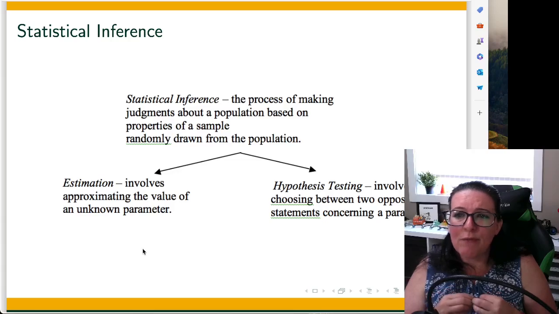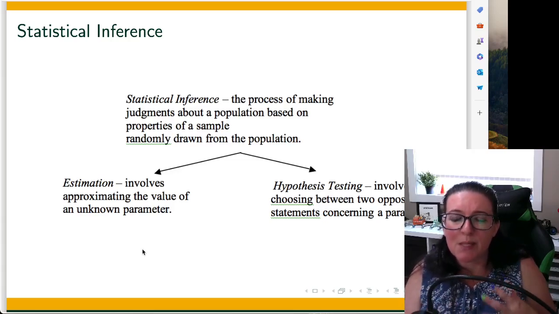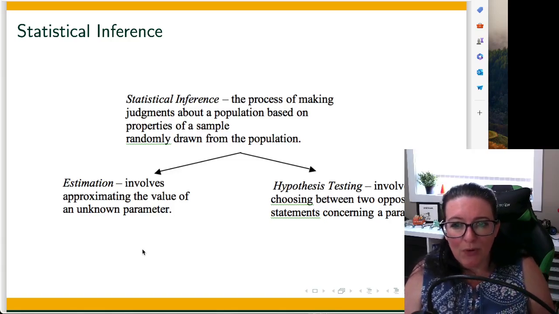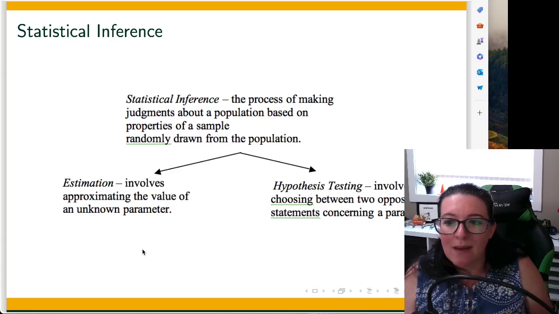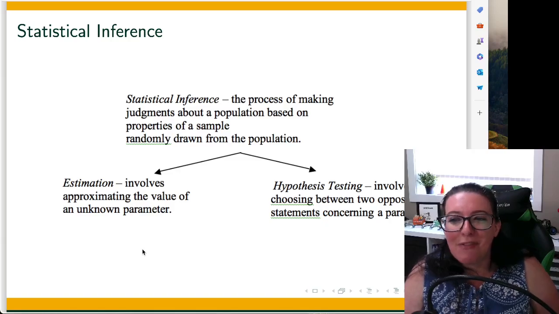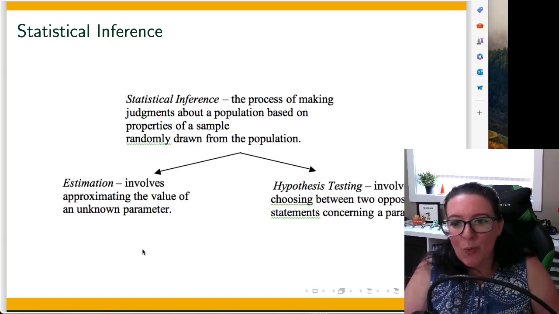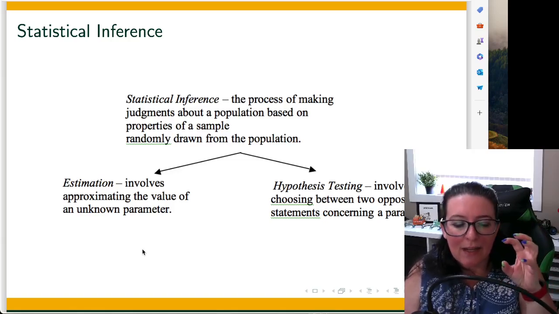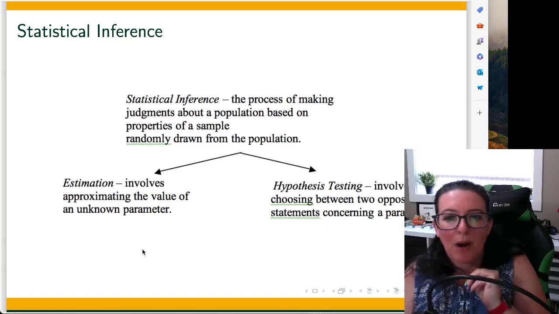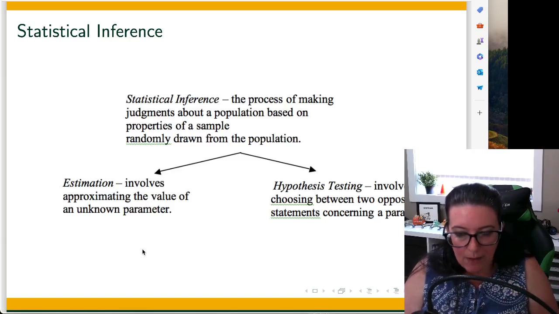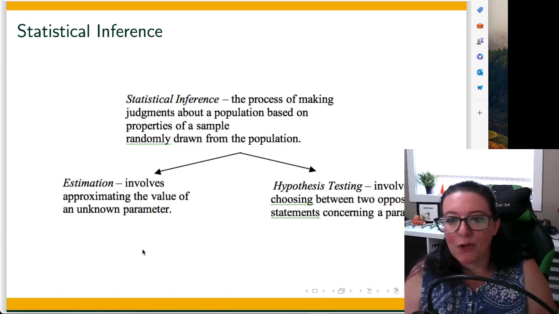So statistical inference is the process of making judgments about a population based on properties of that sample. And we want that sample to be randomly drawn from the population, so a probability sample, if at all possible, because then we can be confident that our sample has the variability and is similar to what's in the population. So then we can analyze that sample and make statements about the greater population.